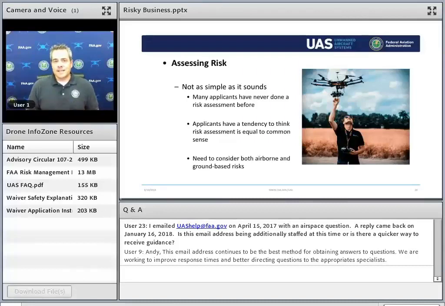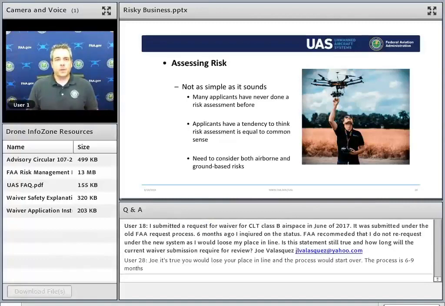So assessing risk is not quite as simple as it sounds, and here's why. It's certainly not impossible, but it does take some learning and trial and error through the process. Many applicants have never done a risk assessment before, a formal risk assessment. And so we all have this tendency to think, well, I don't need to put that in my waiver application because it's common sense.